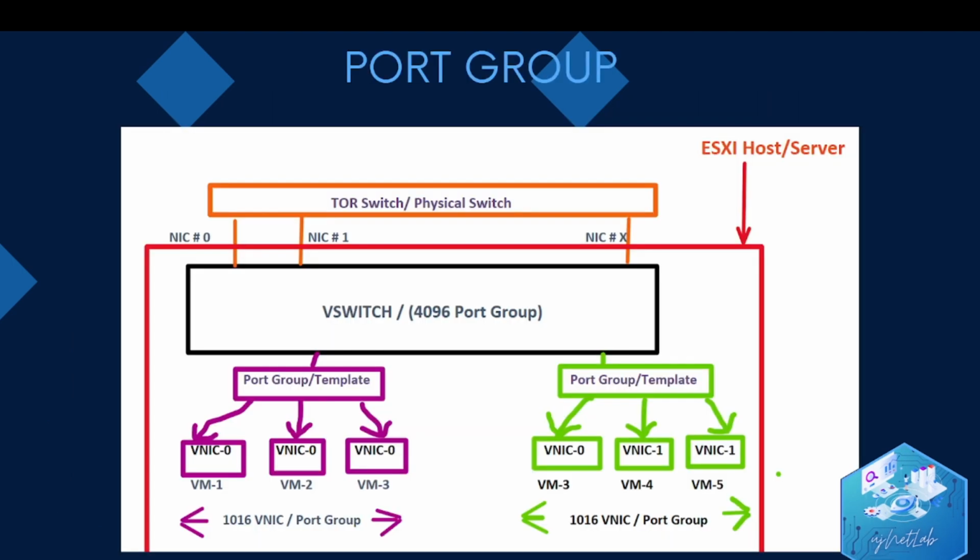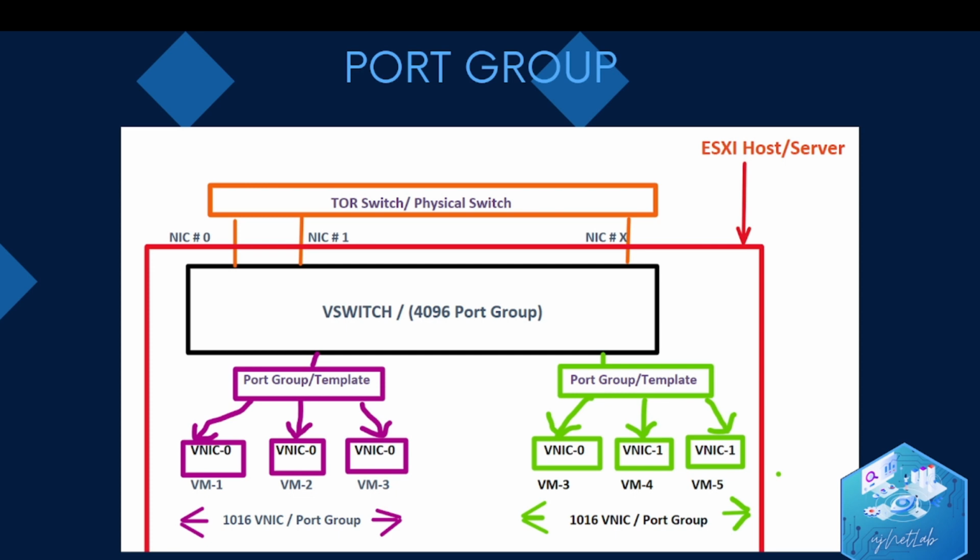Okay, so what is a port group in ESXi? You can see the picture. On top of it, we have a physical switch, which is normally called a top of rack switch, used in a data center. And this is the red color ESXi host. This is the software running, the hypervisor running. In the hypervisor, you can see we have a virtual switch. Just like a physical switch, you have a virtual switch here. And under that, you can see a port group.